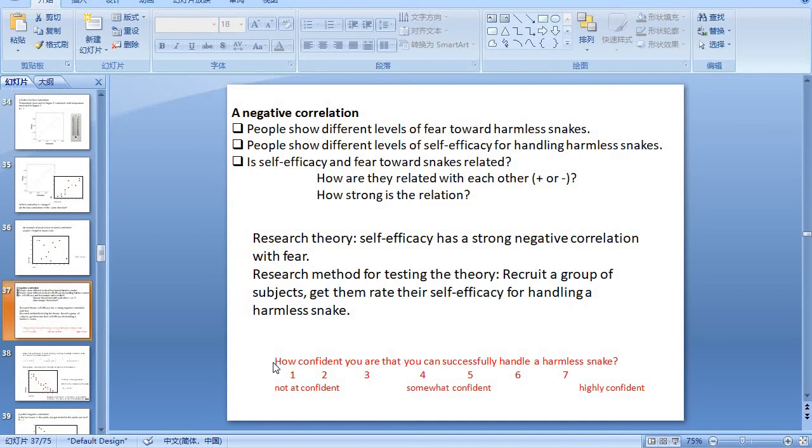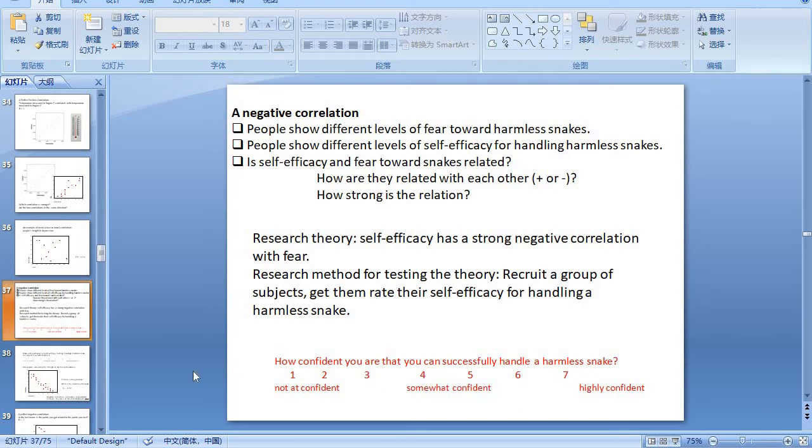On one variable, you would ask them to indicate how confident you are that you can successfully handle a harmless snake. Suppose I gave you a harmless snake to handle, how confident are you that you can successfully handle this snake? Touch it, pat it, etc. Give me a number from 1 to 7. 7 means you are highly confident. You can do that. 1 means you are not confident at all. And then 4, 5 represent somewhat confident.